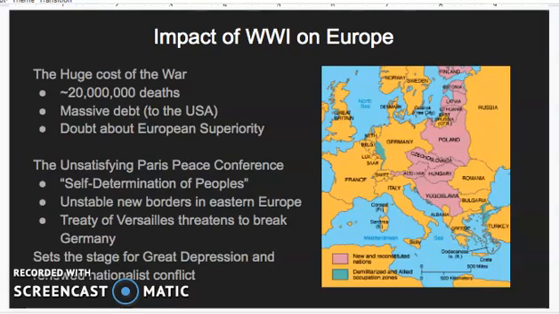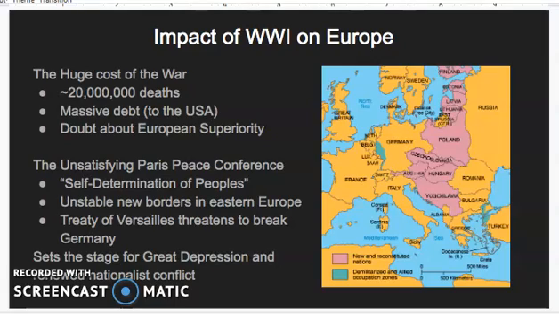On top of both the human cost and the economic cost, there is also an ideological cost. Europeans before World War I had been saying that they were the most rational, the most advanced, and the most civilized, and they used these ideas to justify their dominant position in the world.